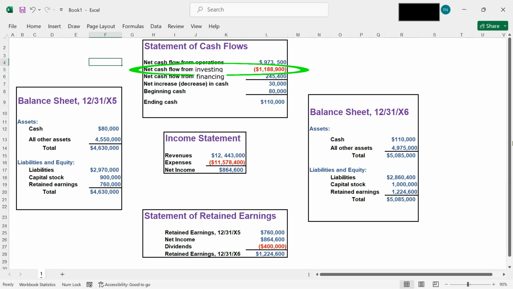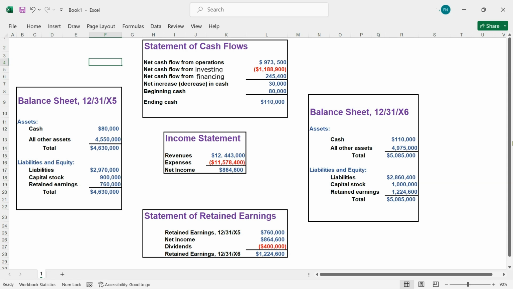So we must have gotten some capitalization beyond just operations in order to actually be able to create these additional resources of our business. And these apparently came from financing activities, either the borrowing of funds from creditors or from owners' contributions. And apparently, the net cash flow in this particular business from financing activities was an increase of $245,400, giving us a net cash flow of $30,000 and increasing our cash balance to $110,000.